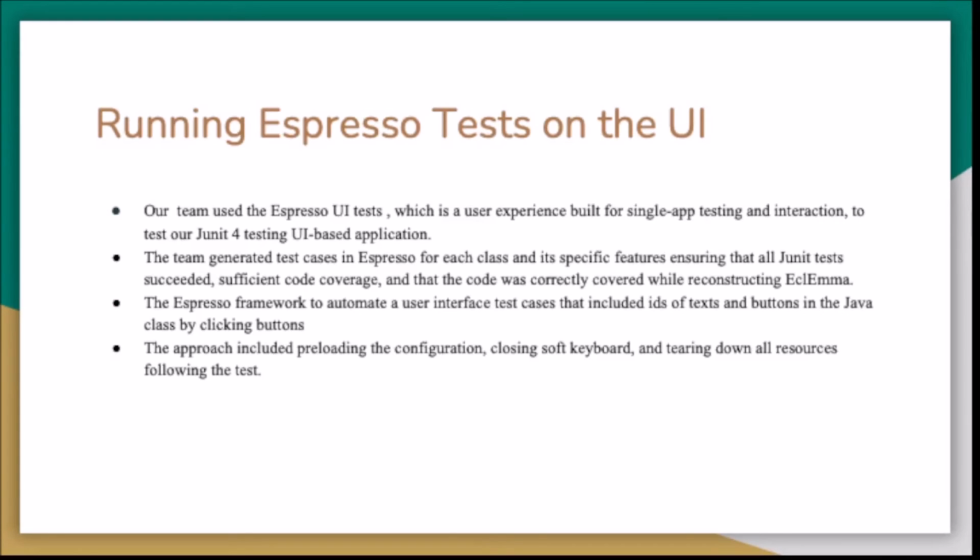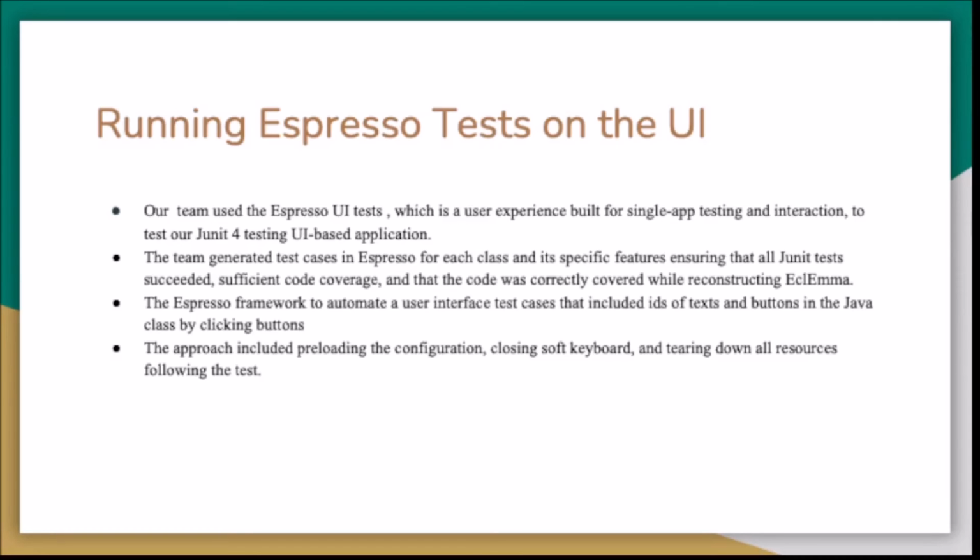Running Espresso tests on the UI. Our team uses the Espresso UI test, which is a user experience built for single app testing and interaction, to test our JUnit for testing UI-based applications. The team generates test cases specially for each class and its specific features, ensuring that all JUnit tests succeed with significant code coverage and that the code was correctly covered while reconstructing ECL.